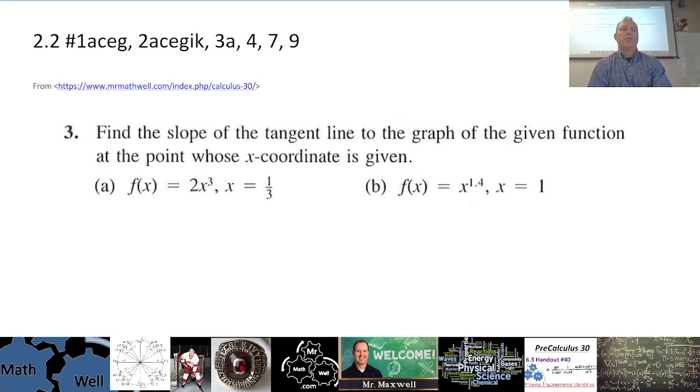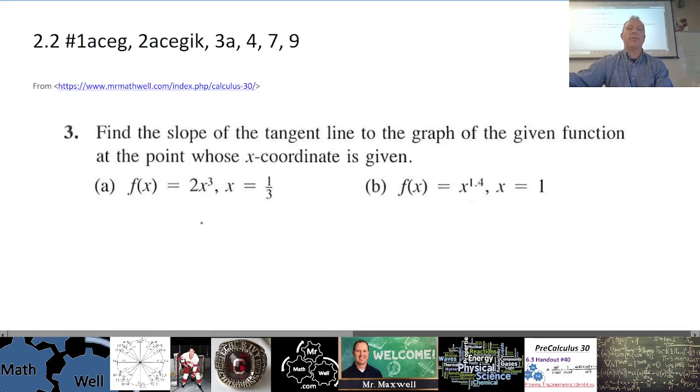So we have to use our rules to find the slope of the tangent line to the graph of the given function at the point whose x-coordinate is given. What we've been doing so far is using the rules to find expressions of the slope of the tangent line. And now we're actually asked for values of the slope of the tangent line, so we're going to find the derivative, and then we're going to plug the value that's given in for x. So really what we're looking for here is f prime of 1/3. We're going to find this first, and then plug the value in and find our answer.